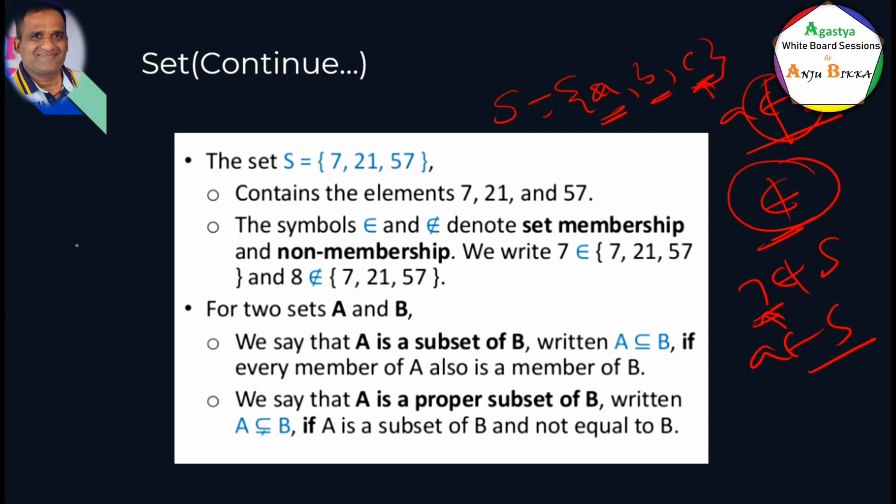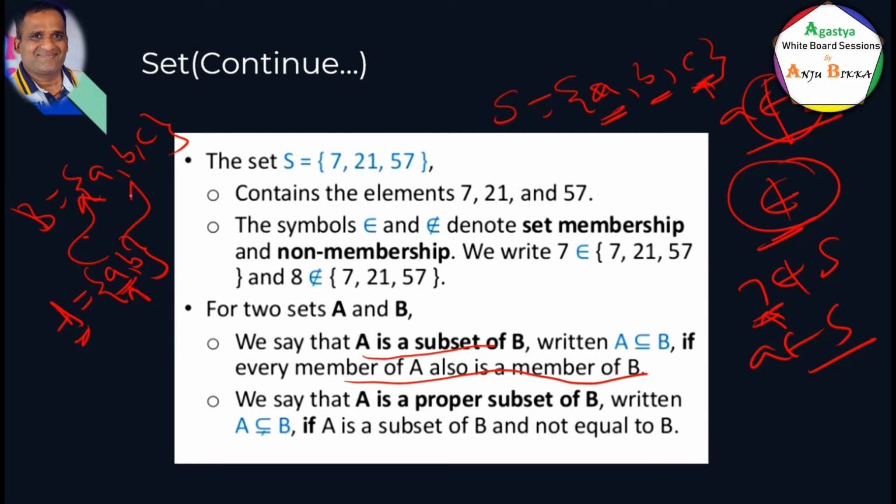Now, what is a subset? What is a proper subset? We can say A is a subset of B if every member of A is also a member of B. For example, A consists of B, and B equals {A, B, C}. So each and every member of A is also a member of B, then A is called a subset of B.